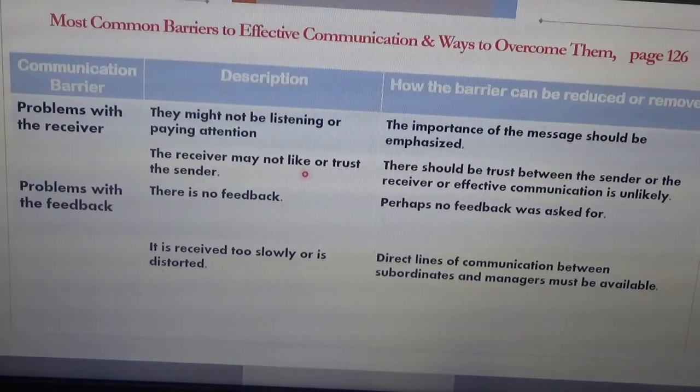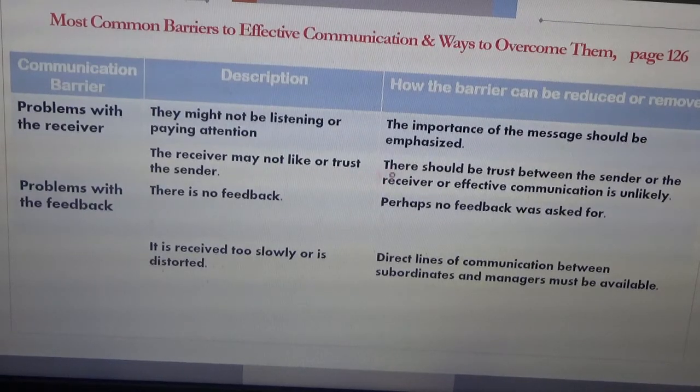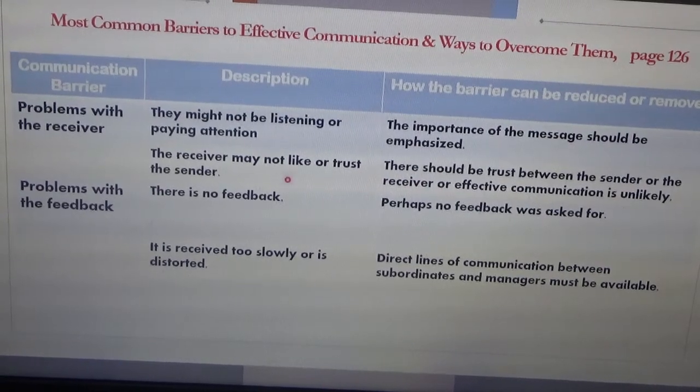So only shrugging of the shoulders will be received. So how can we deal with it? There should be trust between the sender and the receiver, or effective communication is unlikely.